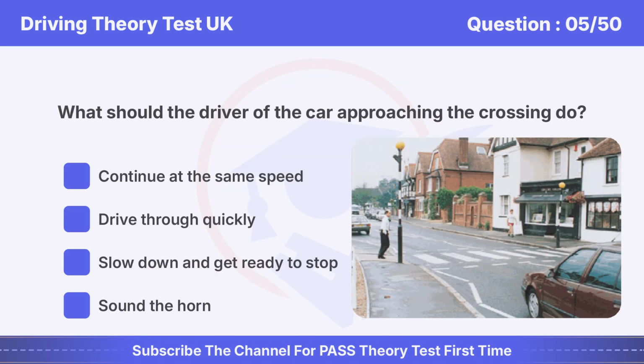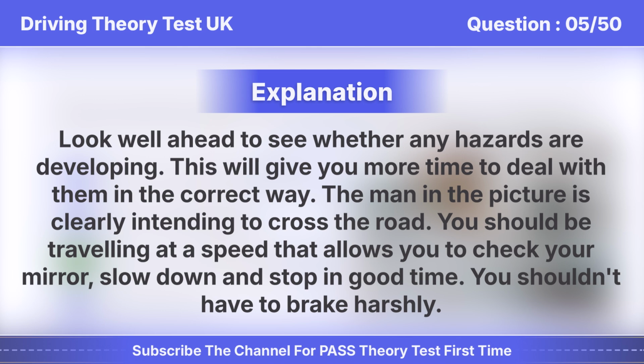Question 5. What should the driver of the car approaching the crossing do? Answer is C. Slow down and get ready to stop. Look well ahead to see whether any hazards are developing. This will give you more time to deal with them in the correct way. The man in the picture is clearly intending to cross the road. You should be traveling at a speed that allows you to check your mirror, slow down and stop in good time. You shouldn't have to brake harshly.